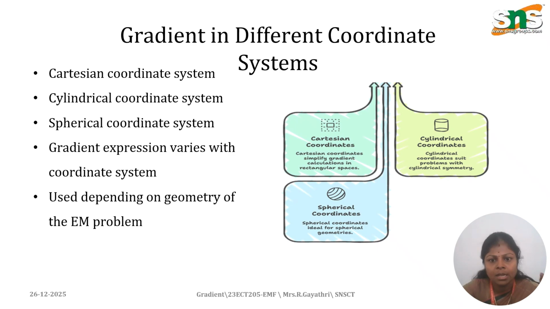Coming to the gradient in different coordinate systems, we have three coordinate systems: Cartesian, cylindrical and spherical. In Cartesian, it is represented by x, y and z. In cylindrical, it is represented by r, phi and z, and in spherical, by r, theta and phi. Depending upon the gradient, we can locate the exact position of a particular object in space, and it is used depending upon the geometry of the electromagnetic problem.